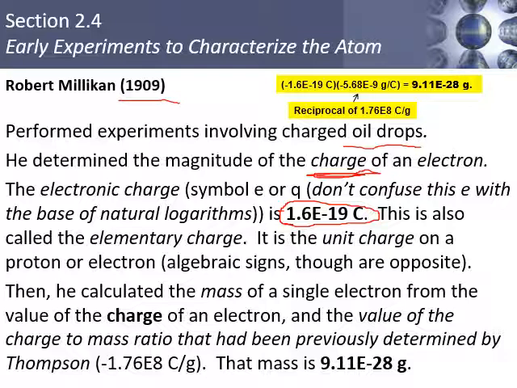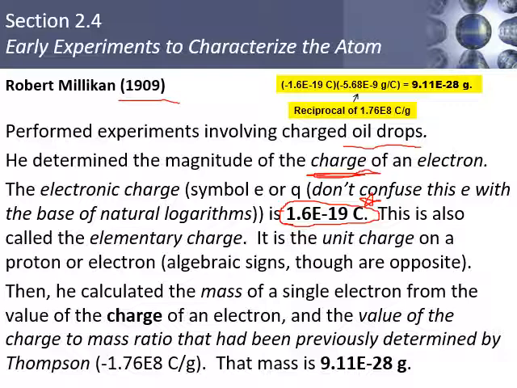And for protons, it's the same number, but it's positive. So this is really an important number right here. You may have it memorized by the time this class is over. It's 1.6 times 10 to the minus 19th, and that's in coulombs again. And the way that he did this was he figured out the charge by doing what's called his oil drop experiment, which I'll talk about in a moment.